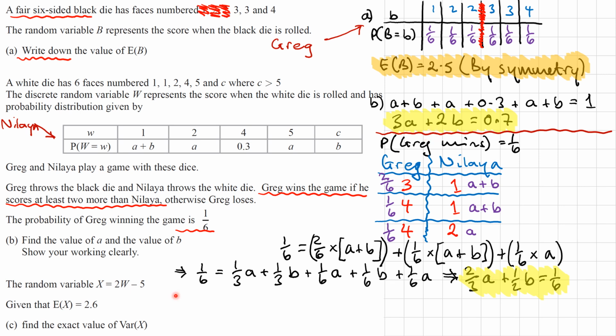Now I'll use my calculator to solve those simultaneously, and I will get a value of A equal to 0.1, which comes up as 1 over 10, and a value of B as 1/5, which I can write as 0.2.